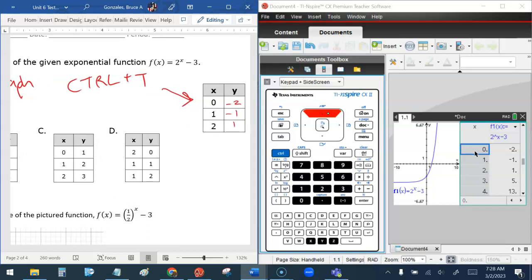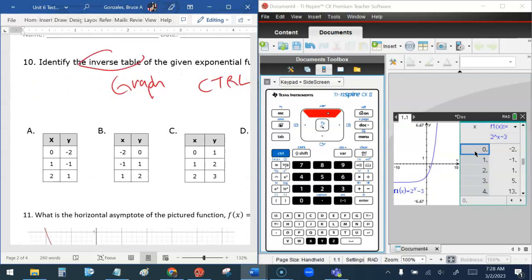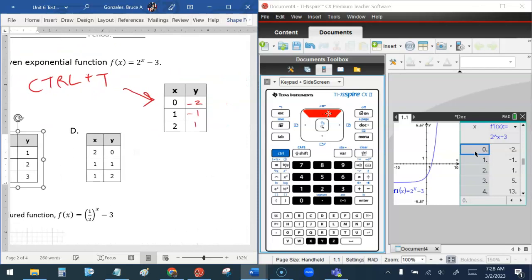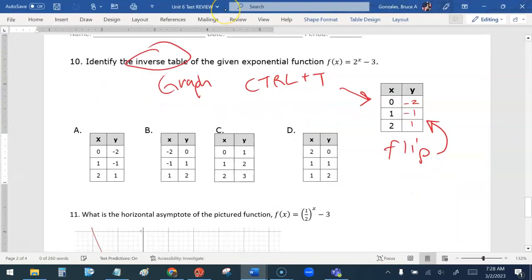So the inverse table, you're going to flip it. And when I flip that one, negative 2, negative 1, and 1 are on the left side. And then 0, 1, 2 are on the right side. So we're going to end up getting letter B on that one. Cool.